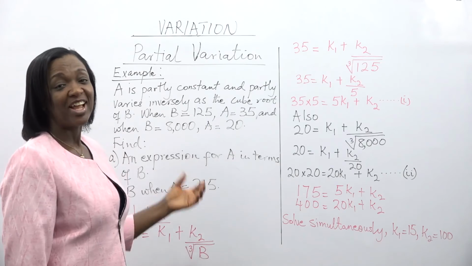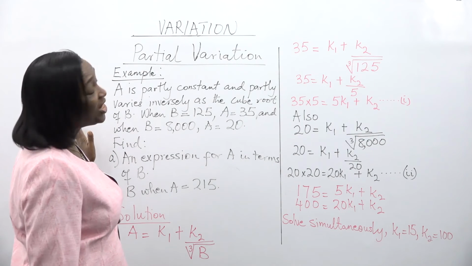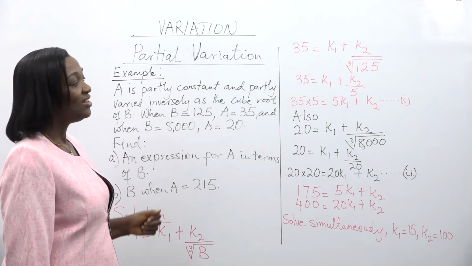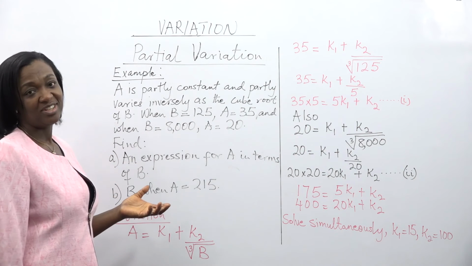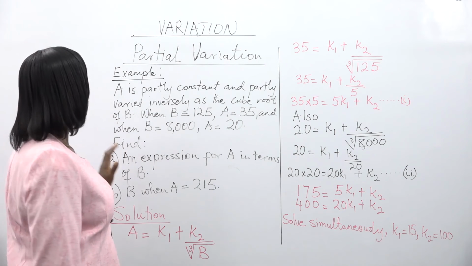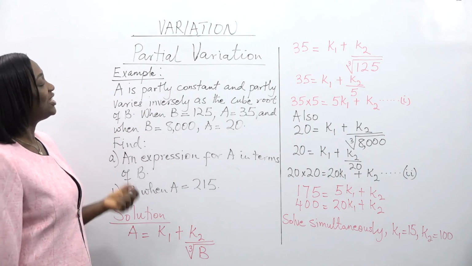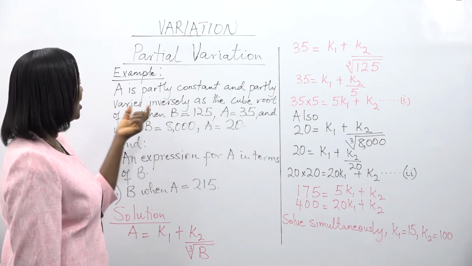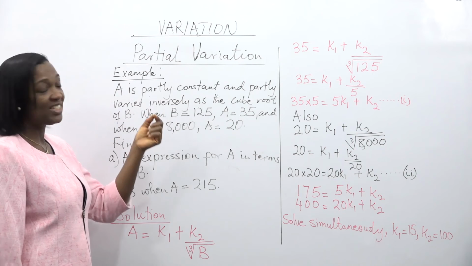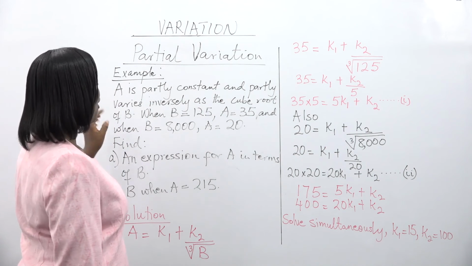Well done. Let's look at this example that involves partial variation. Please pay attention so you'll understand. A is partly constant and partly varies inversely as the cube root of B.